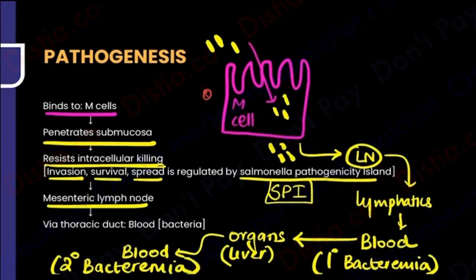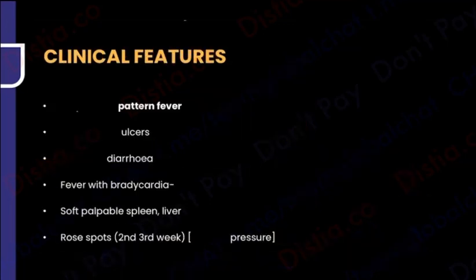Question number 1, it went into the M cells. After that, it survived and went to the lymph node. From the lymph node, it has gone into the blood. So primary bacteremia, then roaming around from the other organs, it again came into the blood. So then that was secondary bacteremia, right? So what are the conditions and what are the different features?